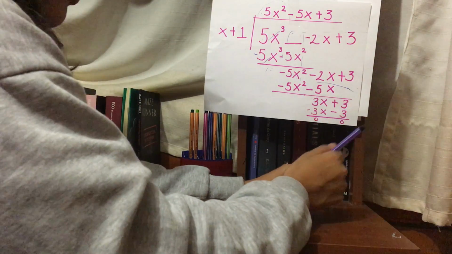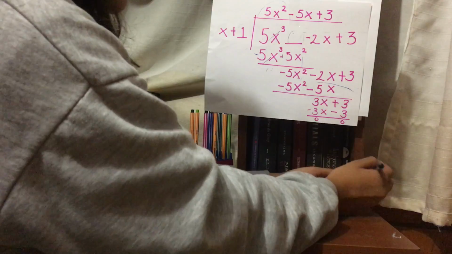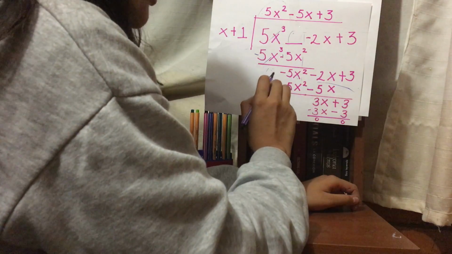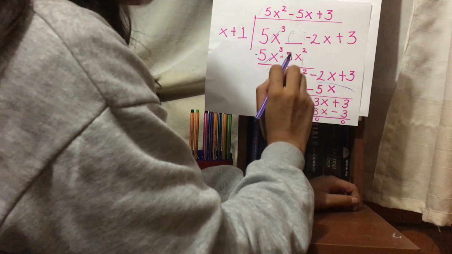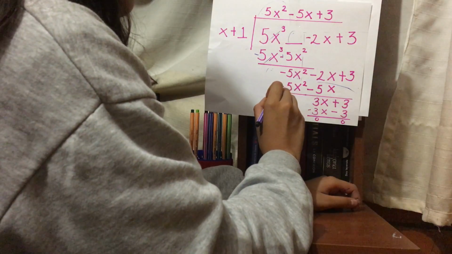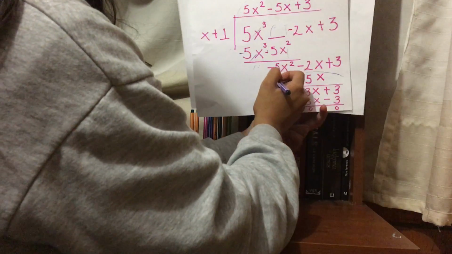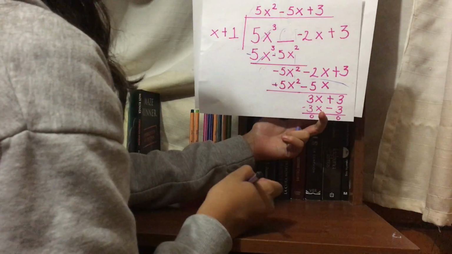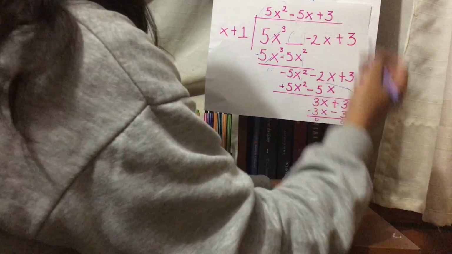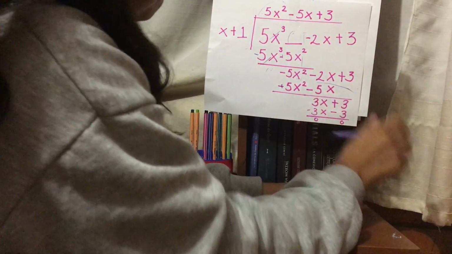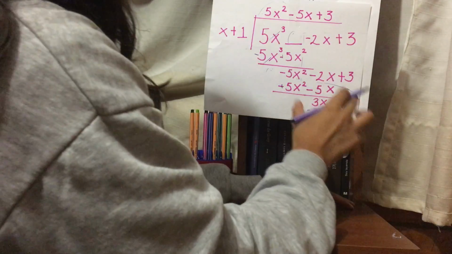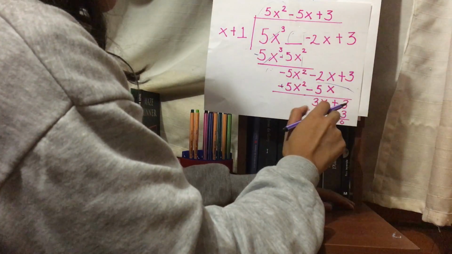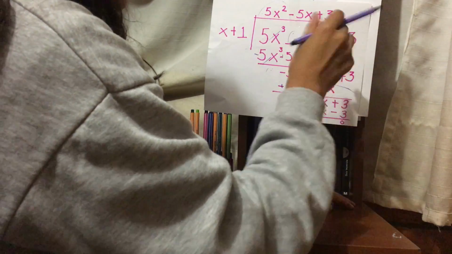So as we said, in this one, I need to change my signs because I'm subtracting. Okay, so I put a plus, and here I put also a plus. So minus 2x plus 5x, I get 3x. And we put this one that is alone down.